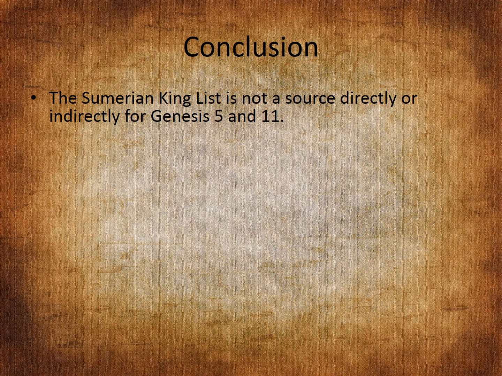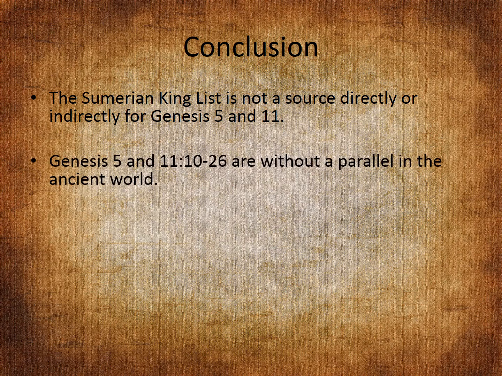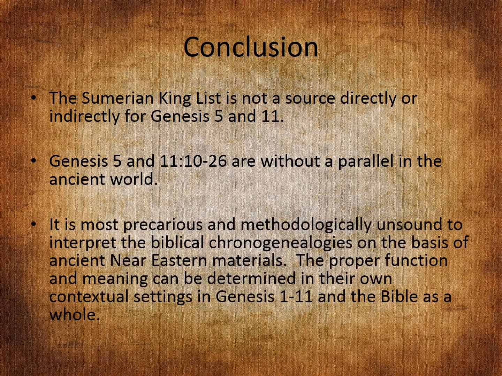The author concludes that the Sumerian king list is not a source directly or indirectly for Genesis 5 and 11. These chapters are without parallel in the ancient world. It is most precarious and methodologically unsound to interpret the biblical chronogenealogies on the basis of ancient Near Eastern materials. The proper function and meaning can be determined in their own contextual settings in Genesis 1 through 11 and the Bible as a whole.